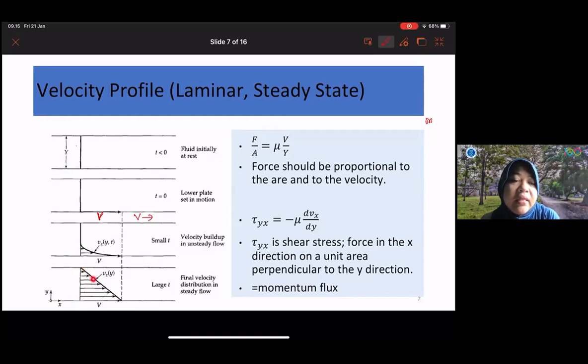This particular profile happens in laminar flow. Laminar means layered, it has laminates. It is called laminar flow because we can see layers of different velocity.